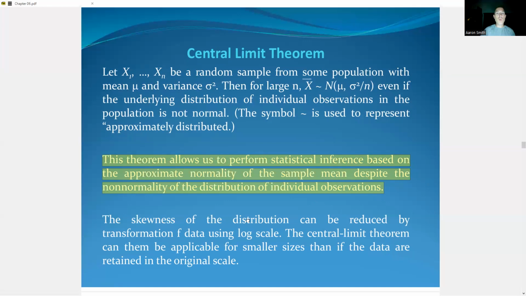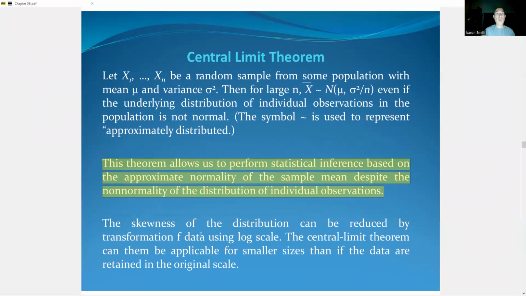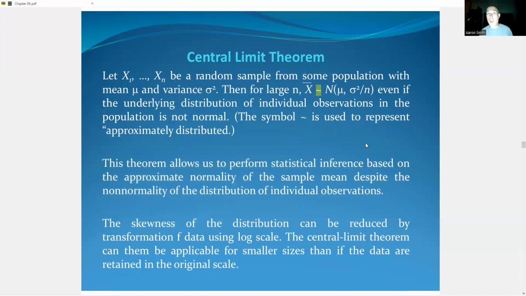I can reach statistical conclusions without knowing much about the original data source. The skewness of the distribution can be reduced by transforming the data using log scale. The central limit theorem can then be applied for smaller sizes than if the data are retained on the original scale. So it works out that this approximation works better if the original data's distribution looks like the bell curve. If it looks like the bell curve, then the approximation is even better. What this log scale stuff at the bottom is saying is that if I have highly right-skewed data, I could take a logarithm of my data and boom, it looks more like a bell curve. Therefore, I can make an inference with less data, with a better approximation.